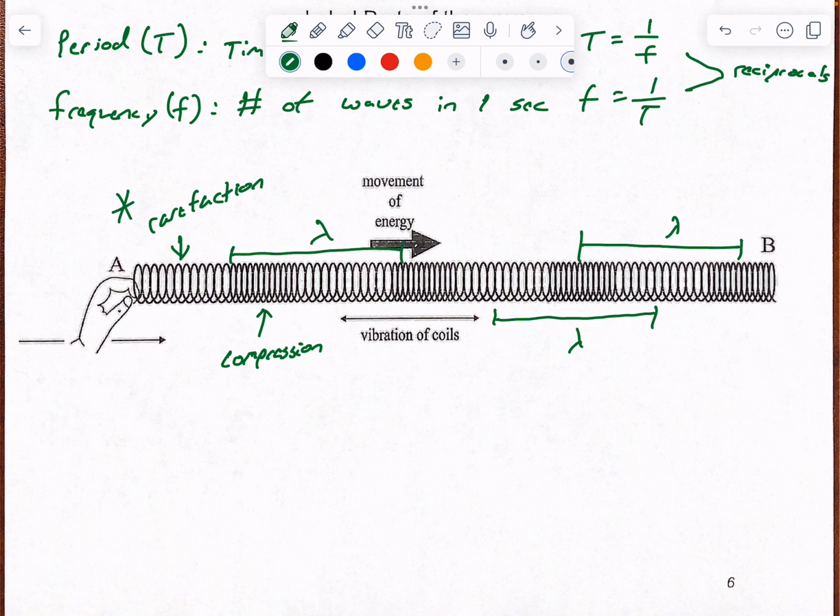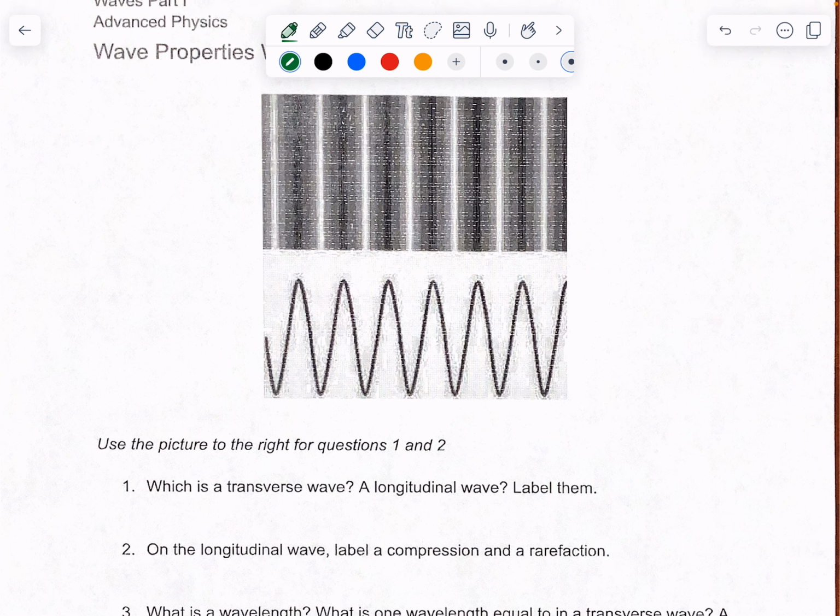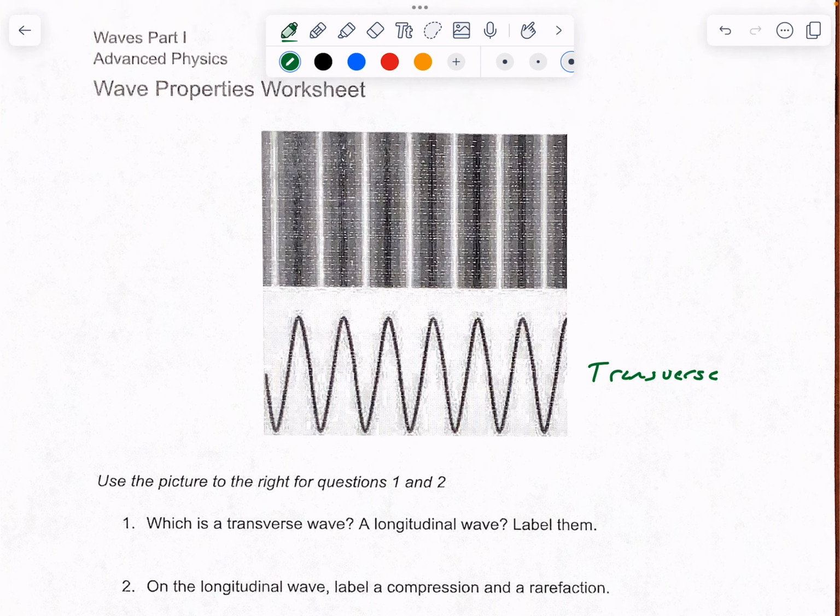So which is a transverse wave and a longitudinal wave? Label them. This is going to be our transverse wave right here because it looks like our typical wave. And this right here where you have light and dark areas, that is where things are compressing and stretching. So this is a longitudinal wave right here.